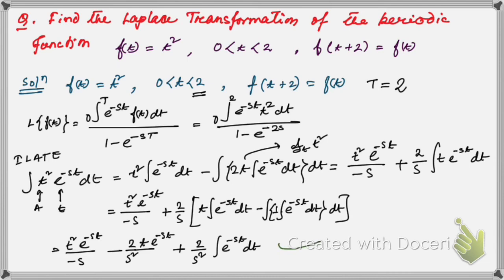So this should be right. So this is going to give you this result, okay? Okay, so we have got this result after integrating, right? So now integration of t square e to the power minus st dt is equal to, we have got this result. Let me write the result here.